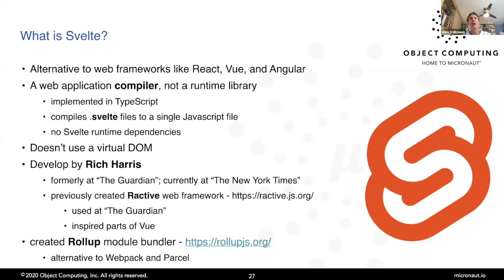Before he created Svelte, he created another framework called Ractive, which is still in use at The Guardian, and it inspired a lot of things that went into Svelte and also inspired parts of Vue. And before that, Rich Harris created the rollup module bundler, which is still very popular today. And by default, that is the bundler that Svelte uses. It's an alternative to things like Webpack and Parcel. Okay, next slide.